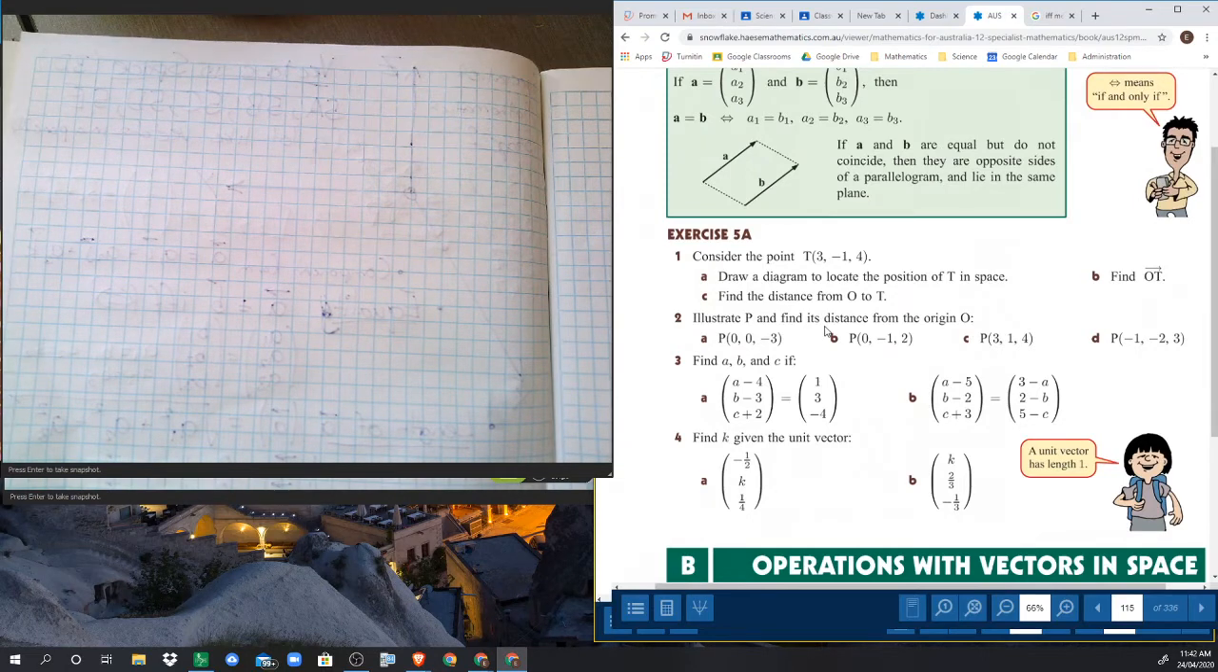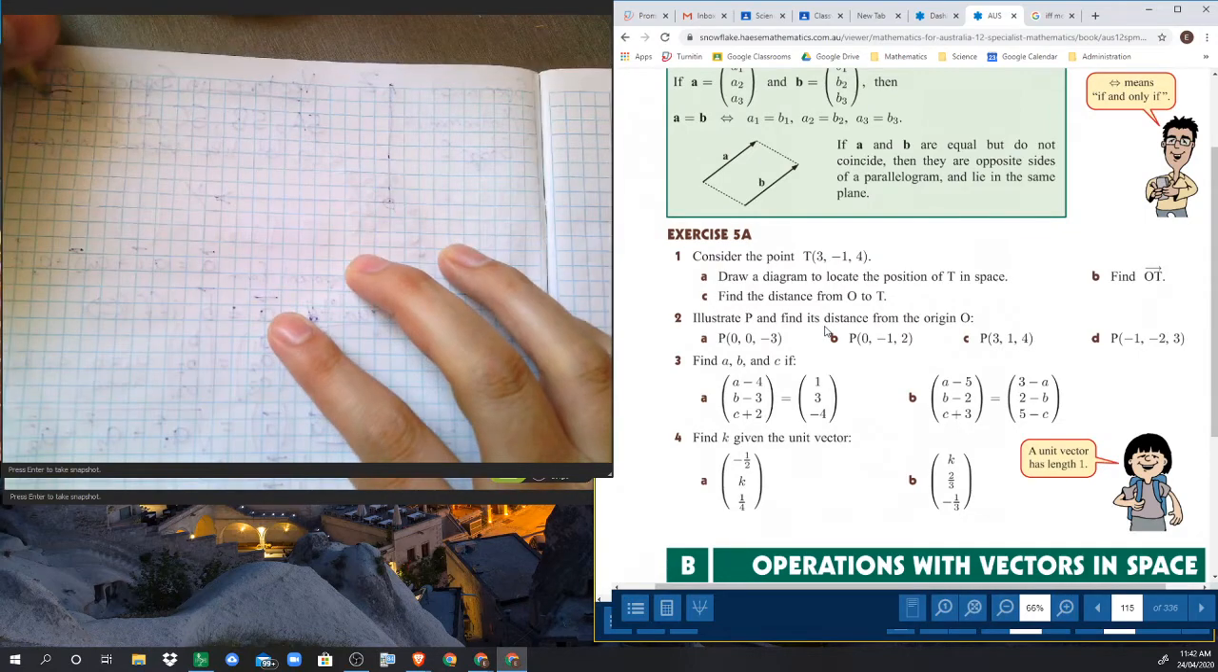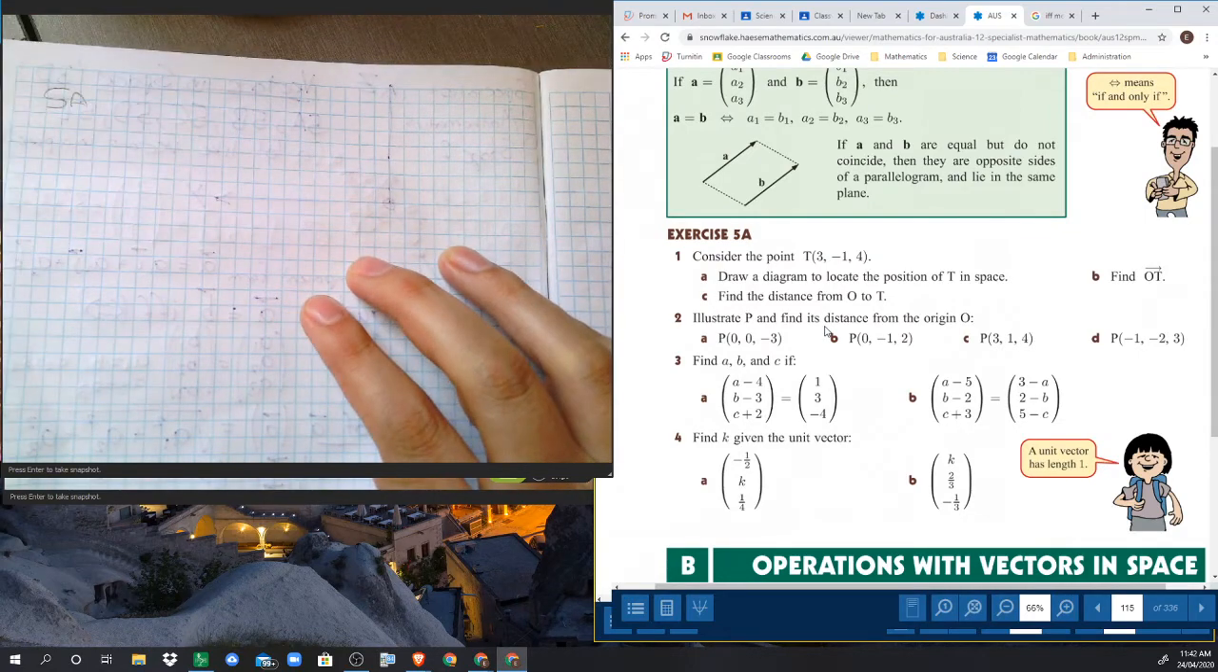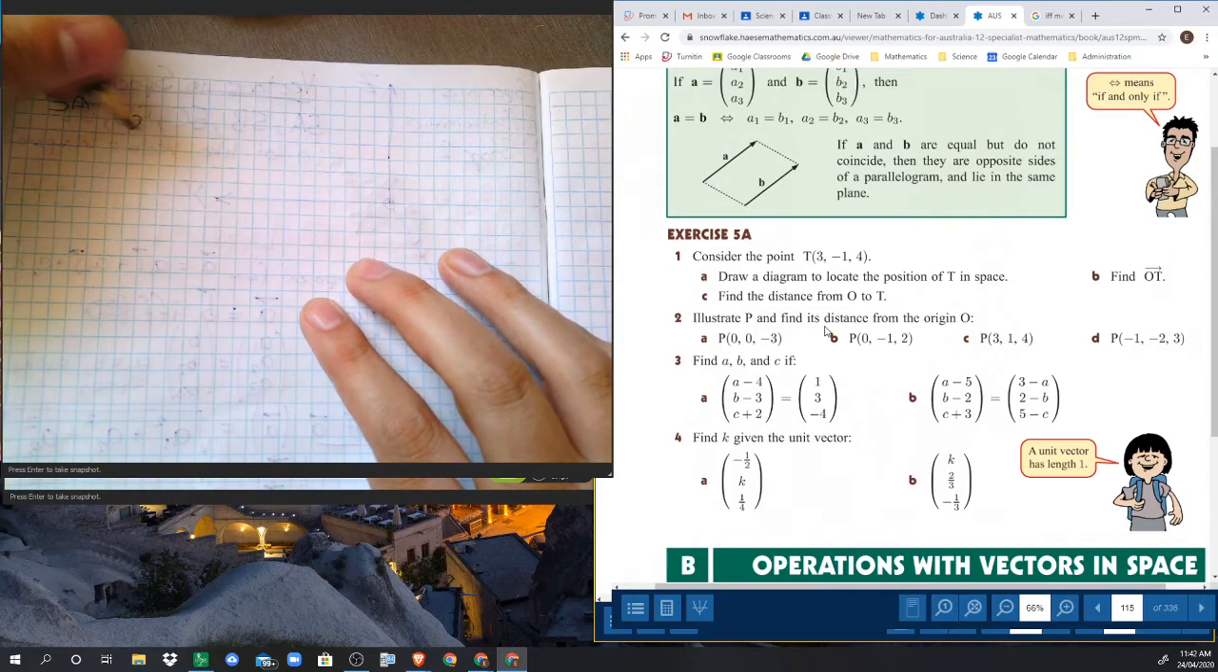So maybe I'll take a couple of problems here. We'll just try a few of them. All right, so 5A. I'm not going to draw any vectors in space because I've done that before. I'm not going to bother with distance formula because I've done that. I'll just take, well, I think question 3 is quite easy, but let's just look at the application of it.